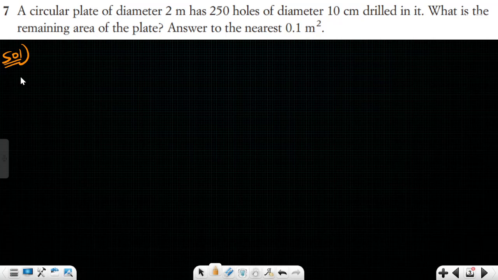A circular plate of diameter 2 meters has 250 holes of diameter 10 centimeters drilled into it. What is the remaining area of the plate? Answer to the nearest 0.1 meter.